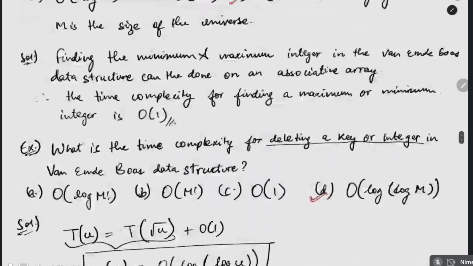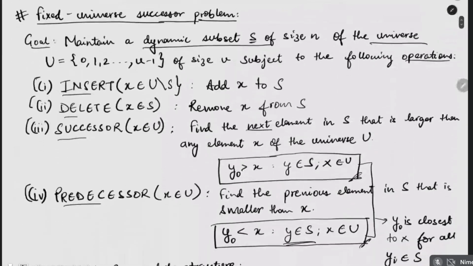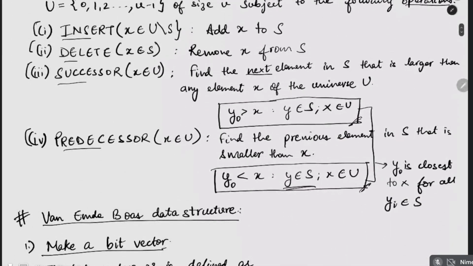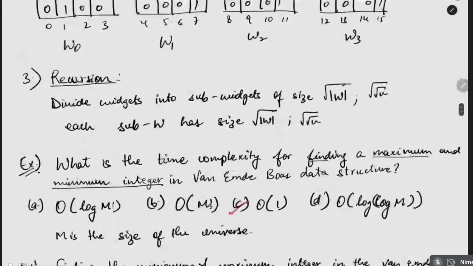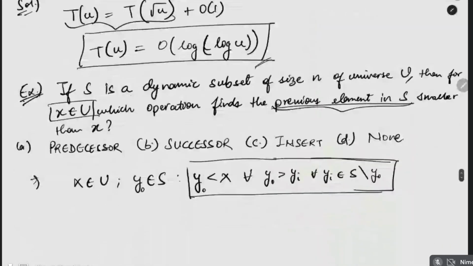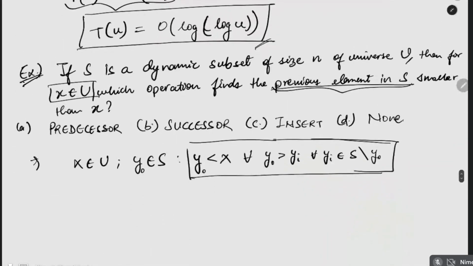Right, so if we go to the definition, to get the element that is less than the value x, we had defined the predecessor operation. And for successor, it was the next value, the next value that is bigger than x. So this is the definition of predecessor that is being asked here.